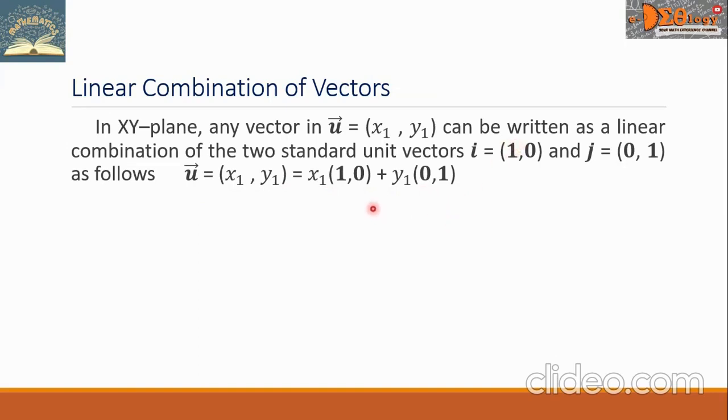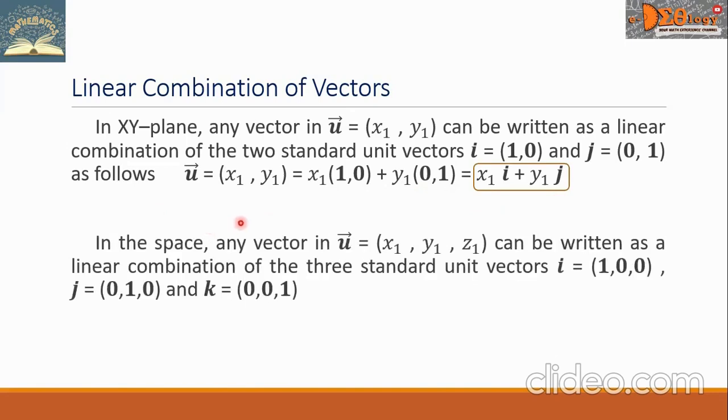So in here, we're going to substitute the value i for this 1, 0. Also, we will substitute the value j for this ordered pair 0, 1. So we will have x sub 1 times i plus y sub 1 times j. This is the linear combination.